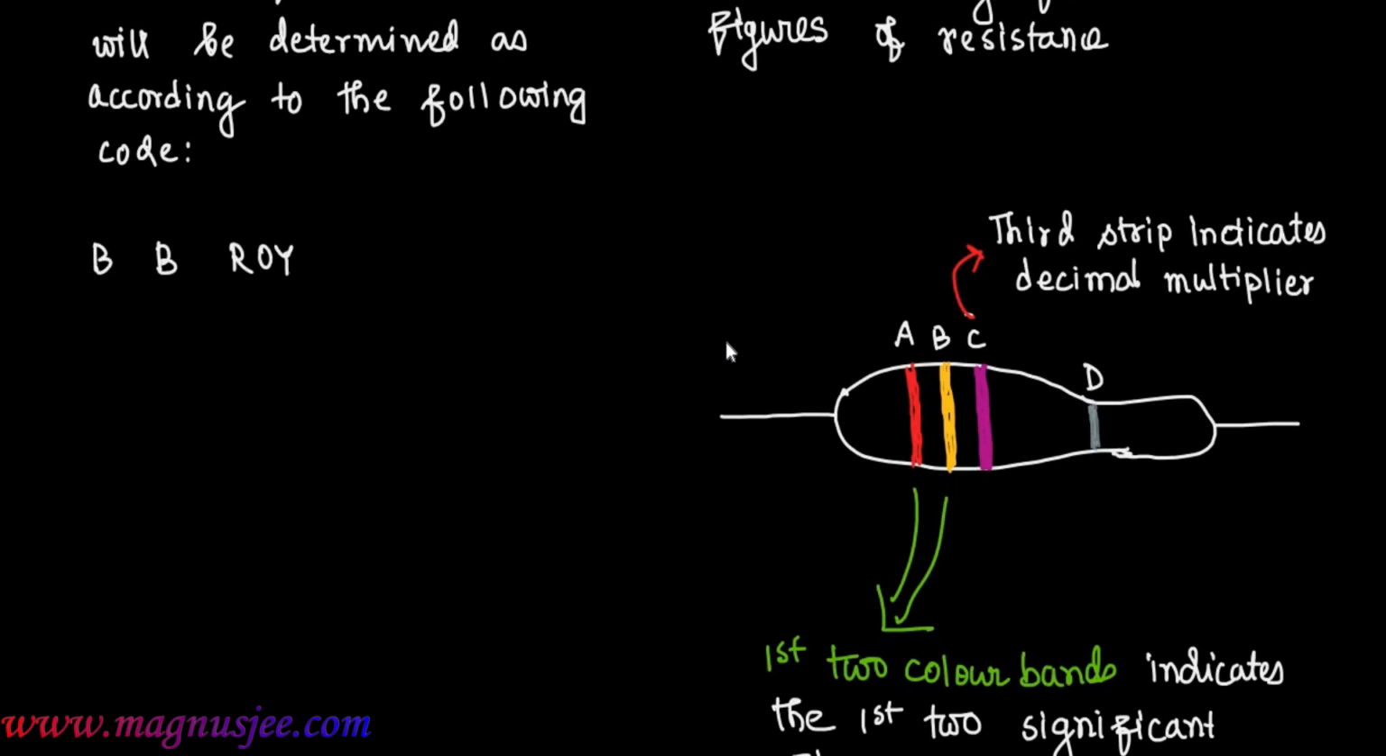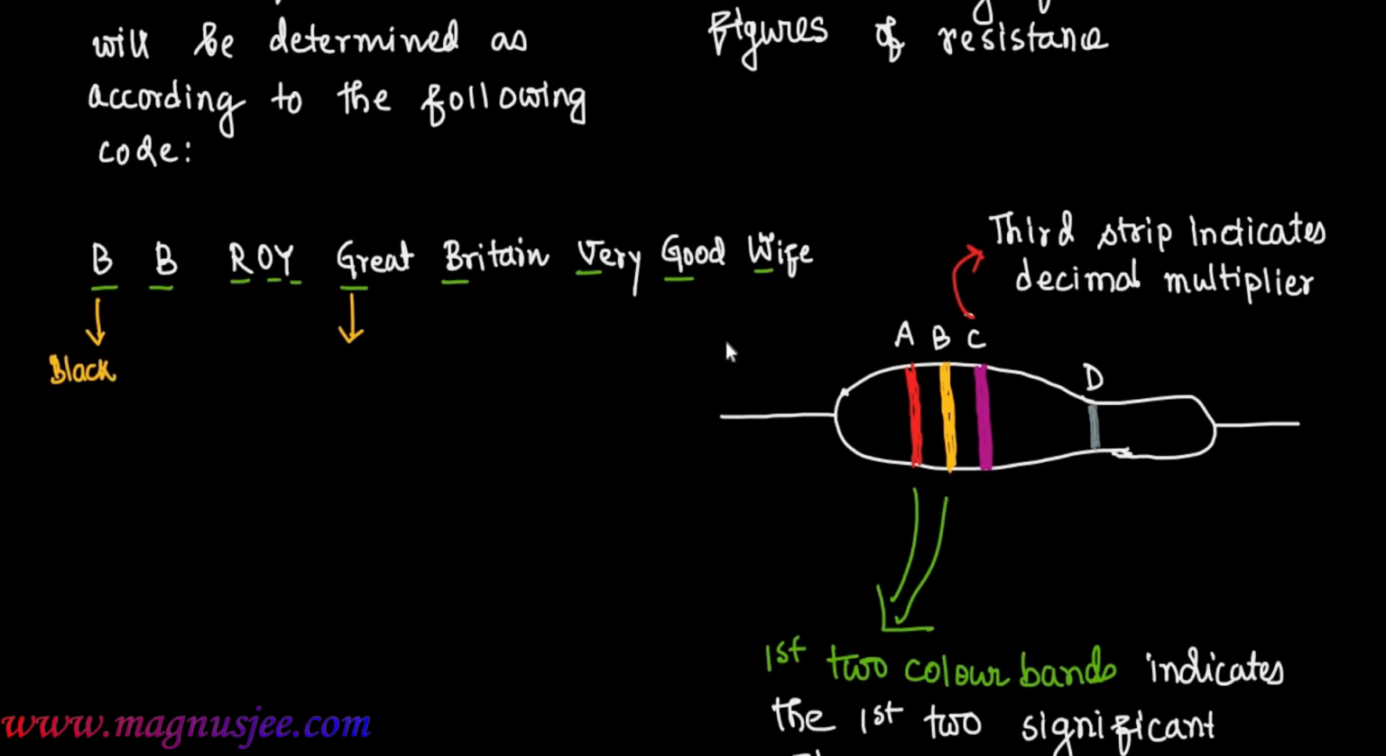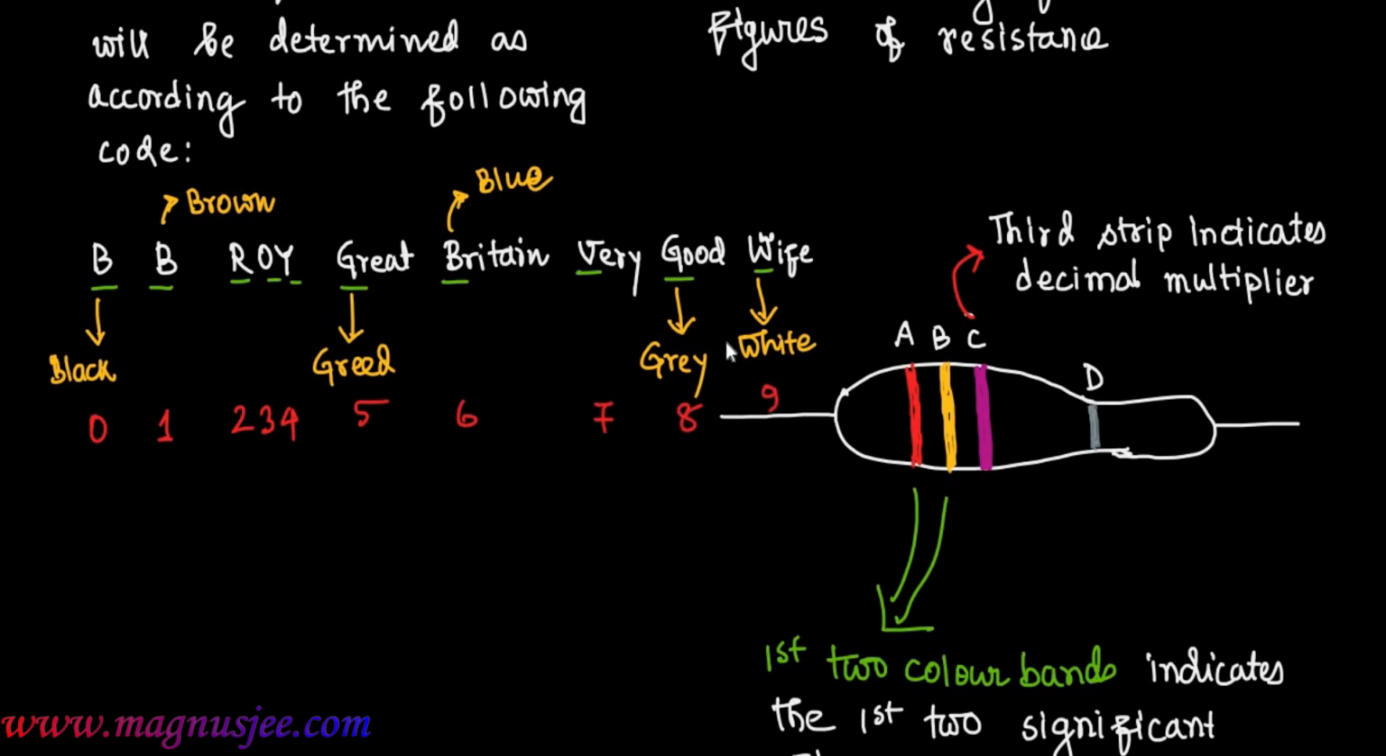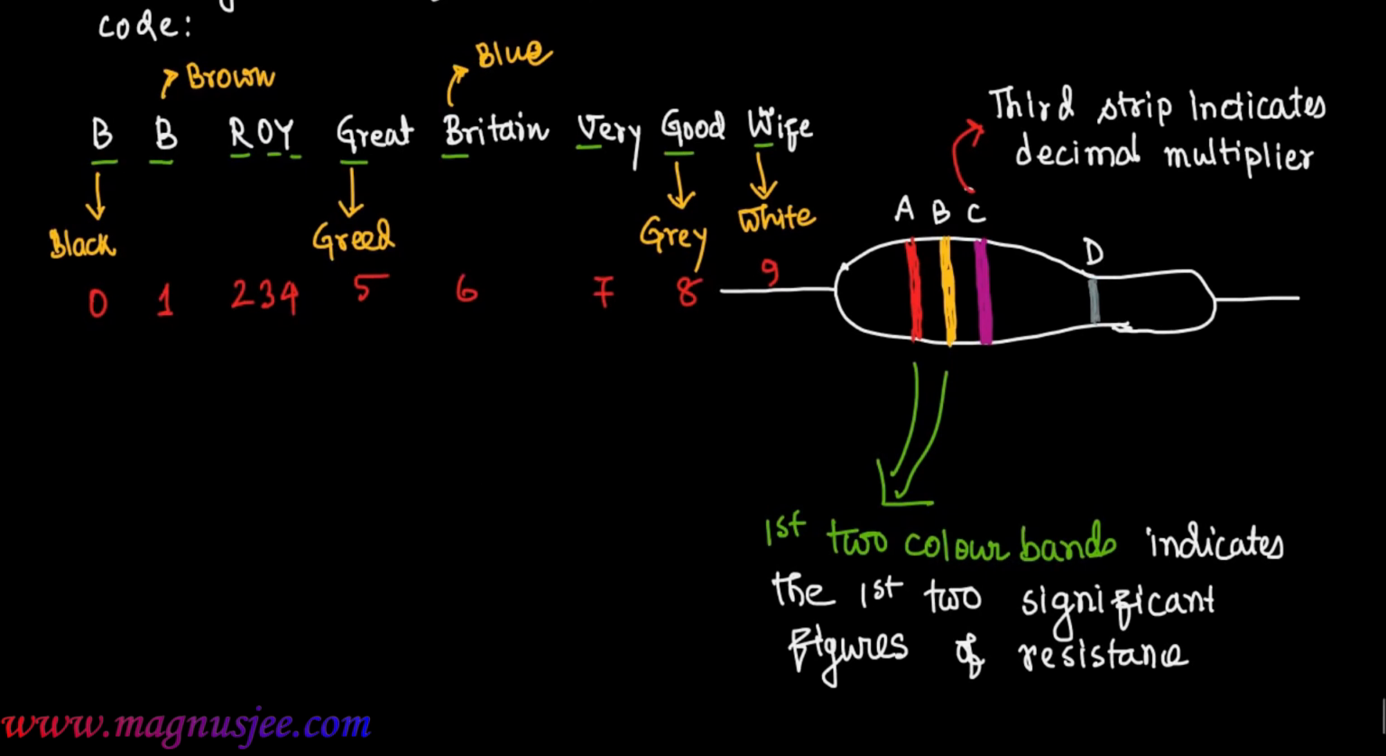For that we have to memorize this code: BB Roy, Great Britain, very good wife. Now what do these underlined letters stand for? This B is black, that B is brown, this G is green, this B stands for blue, and this G stands for gray. W stands for white. These 10 letters indicate the different values of the first two significant figures of resistance, that is 0, 1, 2, 3, 4, 5, 6, 7, 8, 9. The underlined letters indicate the different colors having different values.